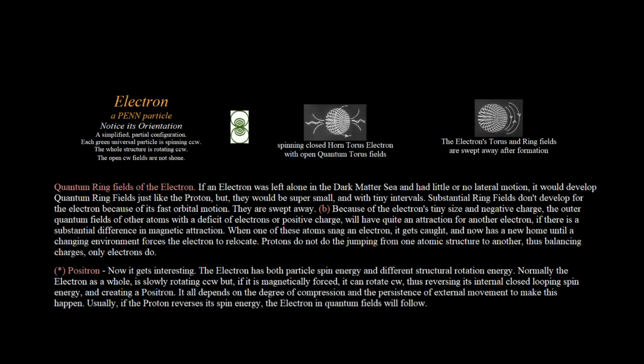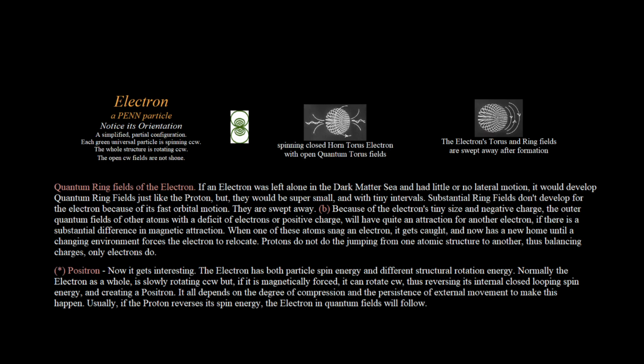B. Because of the electron's tiny size and negative charge, the outer quantum fields of other atoms with a deficit of electrons, or positive charge, will have quite an attraction for another electron, if there is a substantial difference in magnetic attraction. When one of these atoms snags an electron, it gets caught, and now has a new home until a changing environment forces the electron to relocate. Protons do not do the jumping from one atomic structure to another, thus balancing charges. Only electrons do.